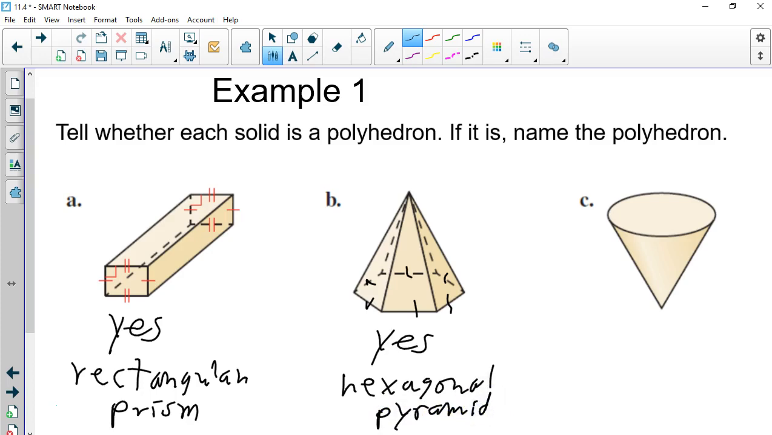And then C is no. It is not a polyhedron because the base is a circle, which is not a polygon.